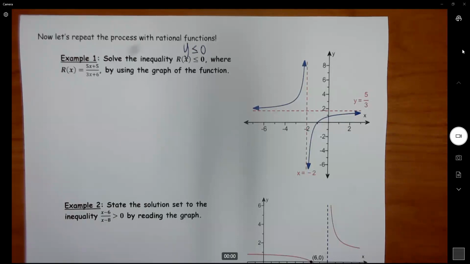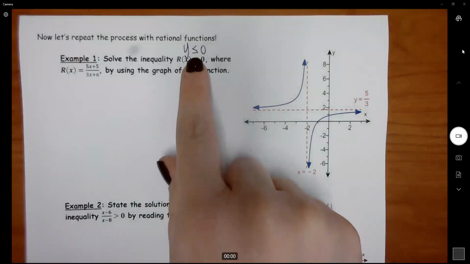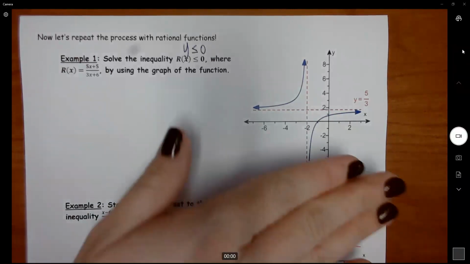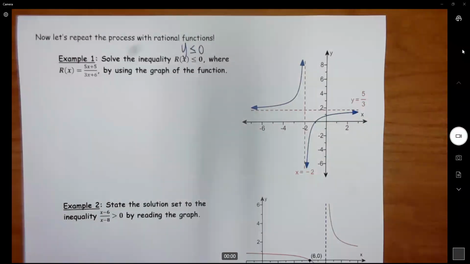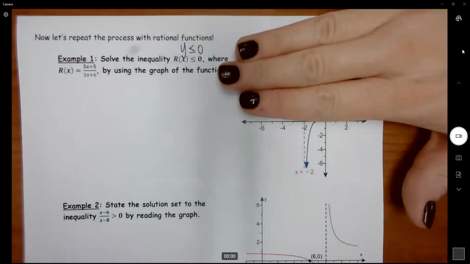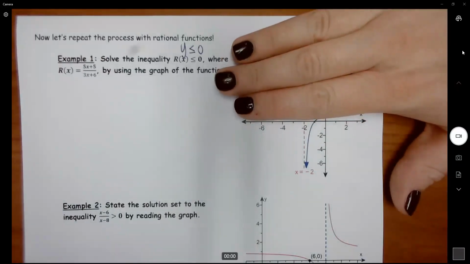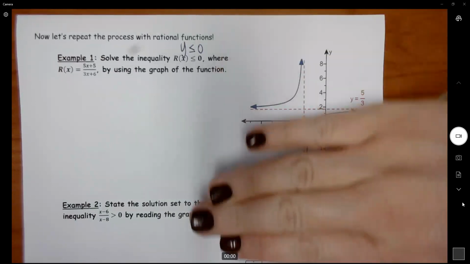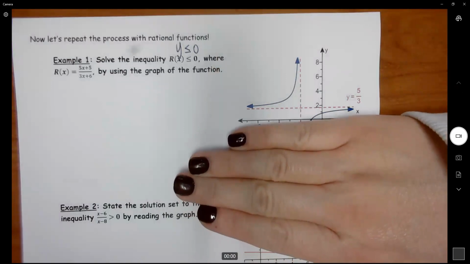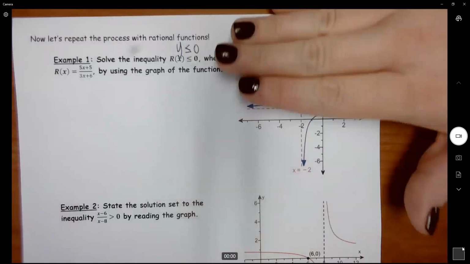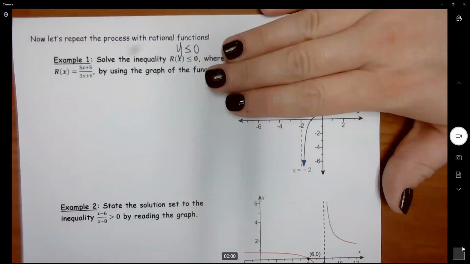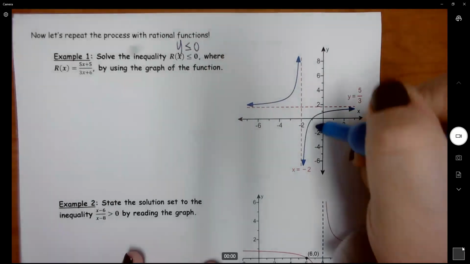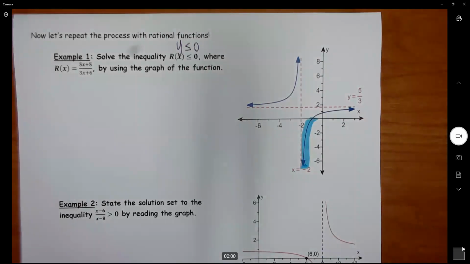Because it is when r of x is less than 0, or when y is less than 0, that is everything down here. And actually, let me cover it the other way. This is this portion of the graph. This is when your y is less than 0. Everything up here is when y is greater than 0. So the portion of my graph that is less than 0 is this right here, and so it is only this little portion here.